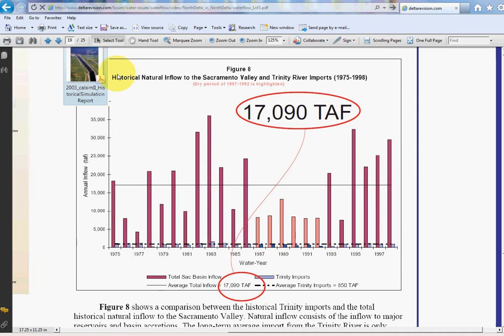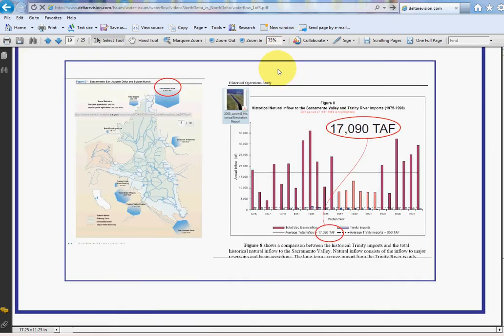It talks about the historical natural flow on the Sacramento River and the Trinity River imports, but historical natural flow on the Sacramento River Valley. They're using all the valley, and this one is good because, once again, this is what the computer modeling is based on, and it is 17 million acre feet. They go back to the TAF, 17 million acre feet, and this one goes through a span of years, and we can see this average line in here, and it is 17 million acre feet, not the higher number that you will see in the Delta Plan.